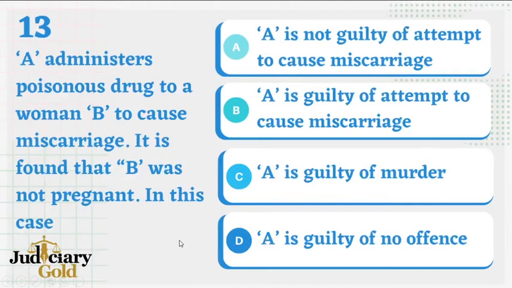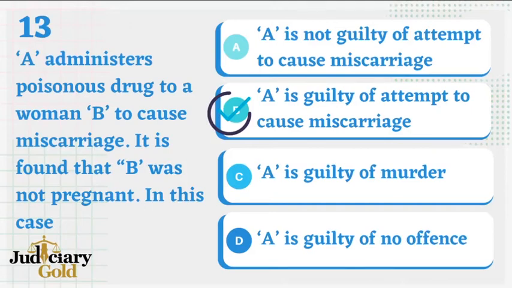Question number 30. A administers poisonous drugs to woman B to cause miscarriage. It is found that B was not pregnant. Option A, A is not guilty of attempt to cause miscarriage. B, A is guilty of attempt to cause miscarriage. C, A is guilty of murder. D, A is guilty of no offense. Answer: A is guilty of attempt to cause miscarriage because A had a malicious intention, that is mens rea, and he administered the poisonous drug, that is actus reus.